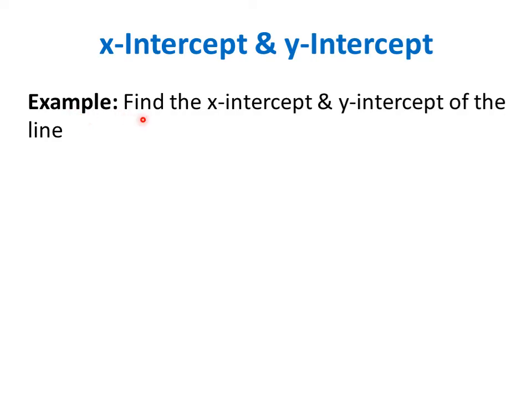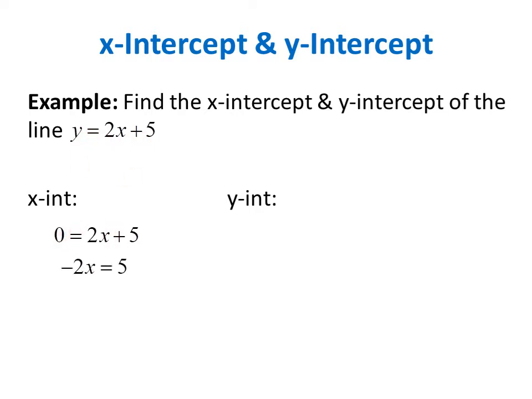Let's consider an example. Let's say we have to find the x-intercept and y-intercept of the line y equals 2x plus 5. For the x-intercept, this is an x value by the way, so we have to make y 0. So 0 equals, then we copy the right side, 2x plus 5. To solve for x, we have to isolate this x term on one side, so we can transpose this term to the left side. It becomes negative 2x and then copy 5.